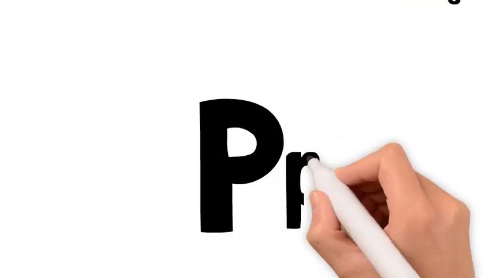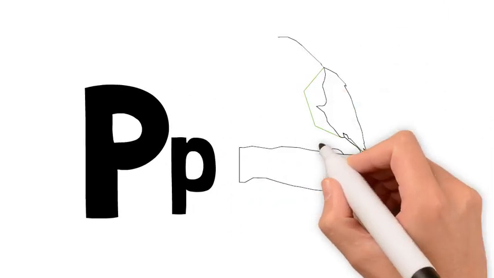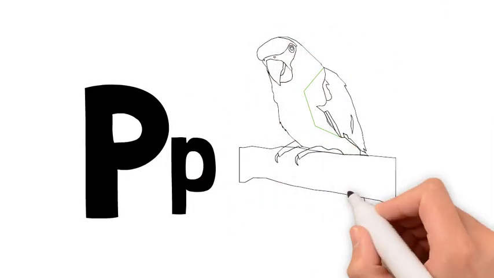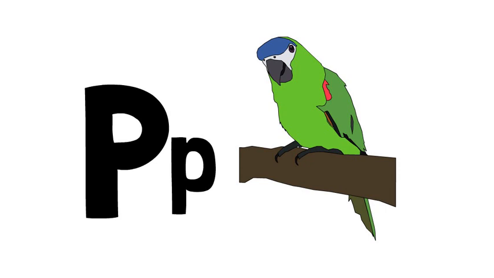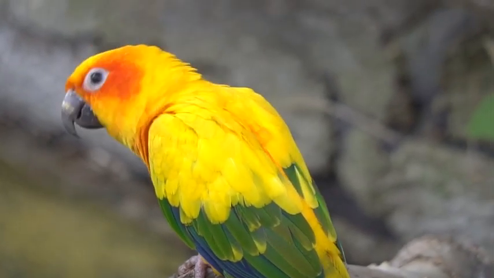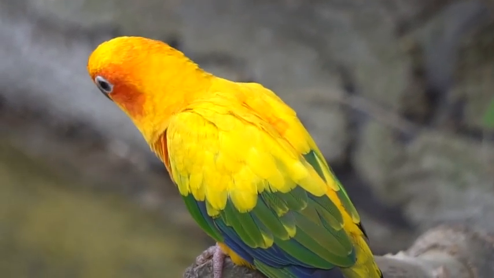P for parrot. P A double R O T, parrot. This is a parrot. Say with me, parrot.